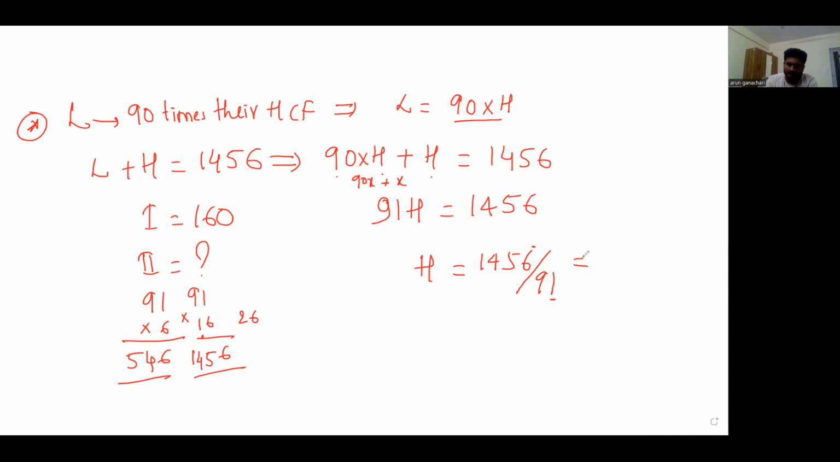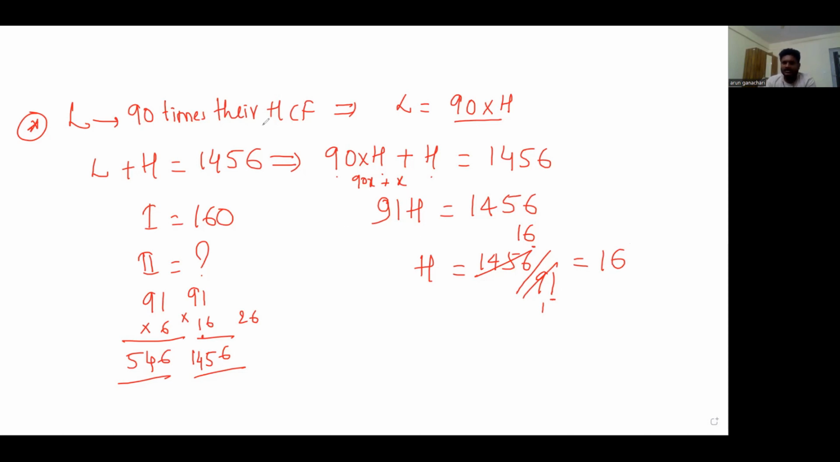Understanding this? So 91 ones are 91, and 1456 is 91 times 16. My HCF is how much? 16. Getting this? So can we do it once again, please? 16 multiply. I know, sir, from the very beginning.